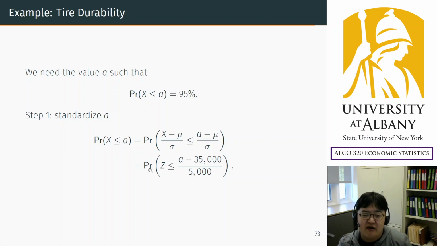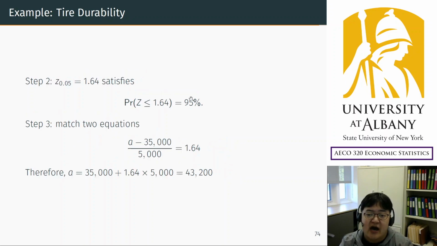So you have the probability that z is smaller than (a minus 35,000) over 5,000. It cannot be simplified anymore, and still it is 95%. This is the end of standardization. And in the second step, from the clue about the probability, 95%, you have to find this value.